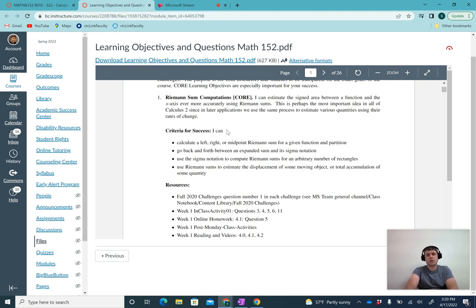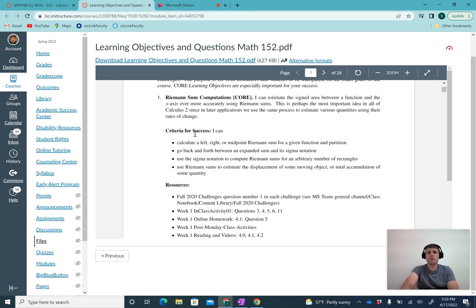This is the foundation of calculus 2 because we know that the definite integral, the main object of study in this class, is the limit of Riemann sums. So understanding Riemann sums is really crucial to learn the material of the course.